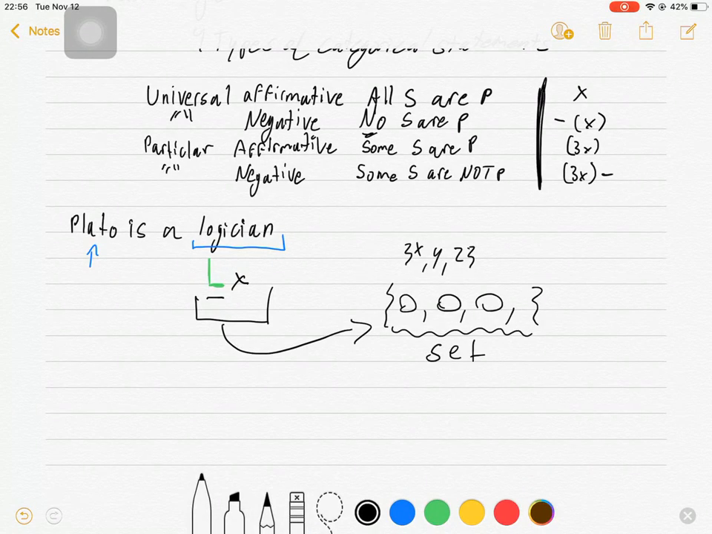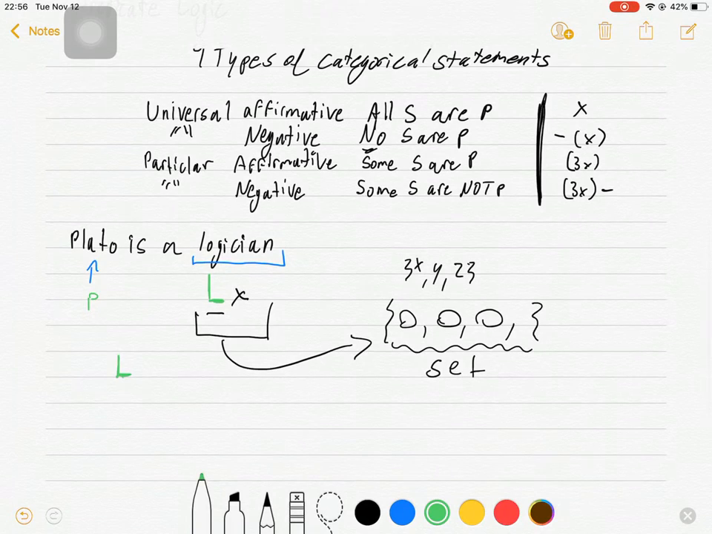In contrast, when we look at Plato, what we find is a particular person. Particular persons get symbolized using little letters. Let's use little letter p to represent Plato. So if we were to try to symbolize Plato is a logician, we would write our category letter, and then we would substitute in the p for the x.